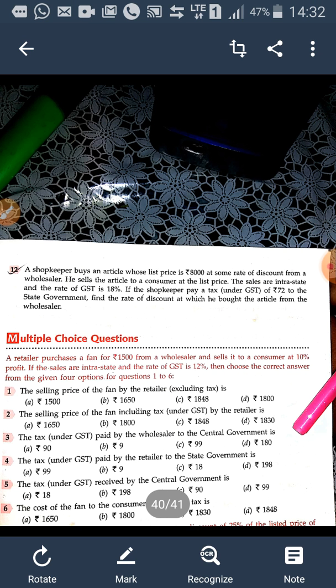When he sells the article to the consumer at list price, the sales are intrastate and the rate of GST is 18%. If the shopkeeper pays a tax of rupees 72 to the state government, find the rate.